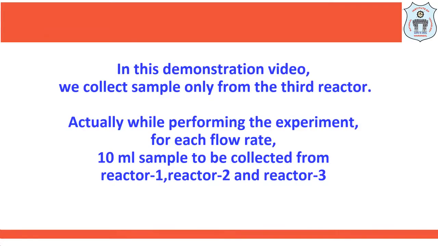In this demonstration video, we are showing you only collecting a sample from the third reactor alone. Actually, when we are performing the experiment, for every flow rate that we are fixing, we have to collect 10 ml sample from each reactor, that is reactor 1, reactor 2 and reactor 3. So keep this in mind while doing calculations.